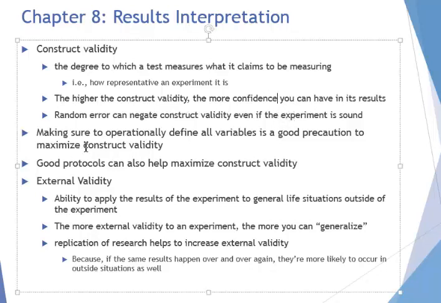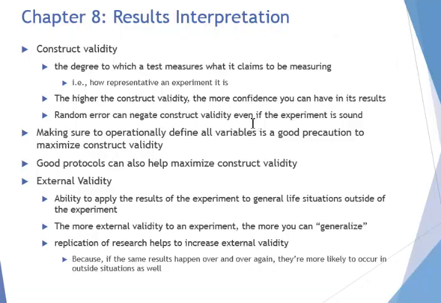Now, random error, of course, can negate construct validity, even if the experiment is sound, which means things could happen just by virtue of bad luck. You could get a whole bunch of people in the experimental group who happen to be happier people, and therefore the thing that you're trying to test the mood on, your mood drug, is going to be ruined by some random confounding variable that you couldn't control. The more times you do it, the less likely you are to be hurt by random bad luck. So if you do an experiment 100 times, it's going to be a lot less likely that you are impeached by bad luck than if you do it 3 times.